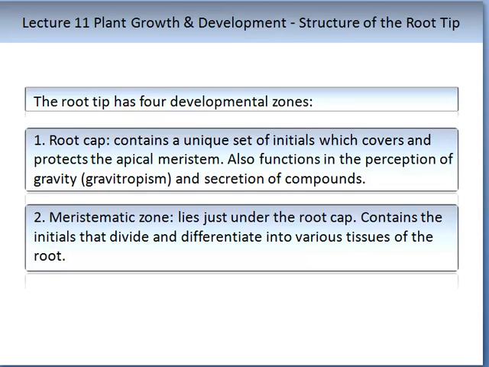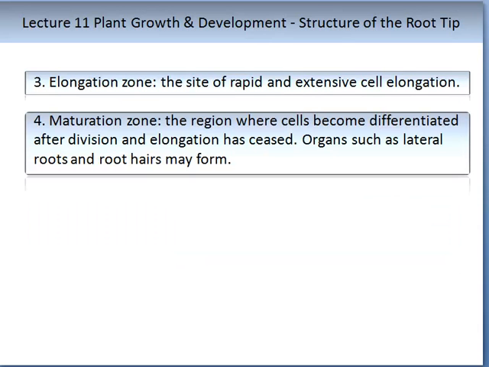In developmental zone 2, the meristematic zone lies just under the root cap. This contains the initials that divide and differentiate into various tissues of the root structure. In the third zone lies the elongation zone. This is the site of rapid and extensive cell elongation. And finally, the maturation zone. This is the region where cells become differentiated after division and elongation has ceased. Organs such as the lateral roots and root hairs may form at this stage.